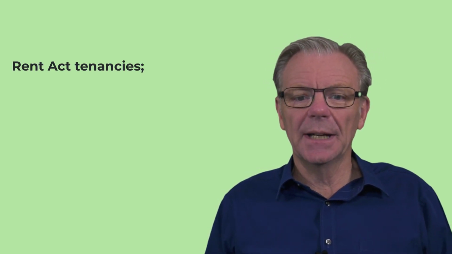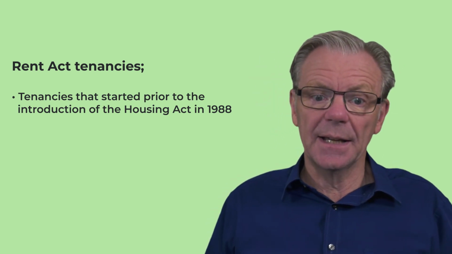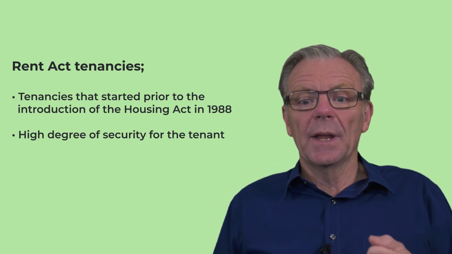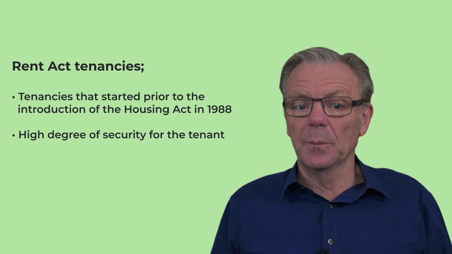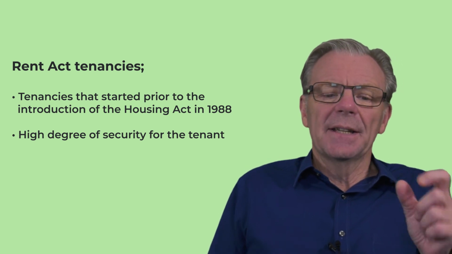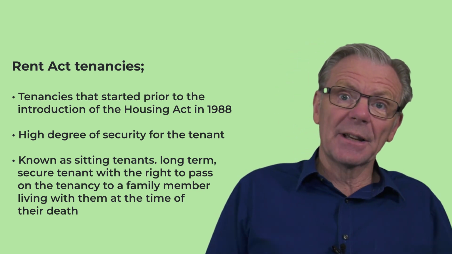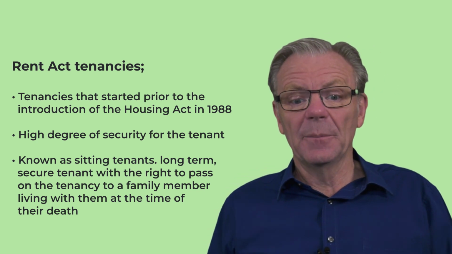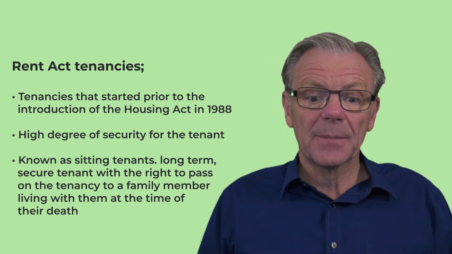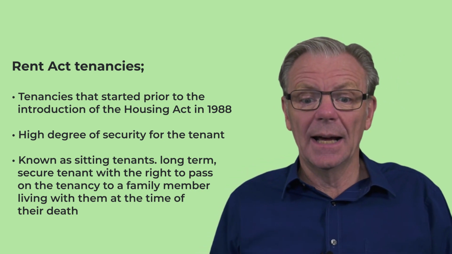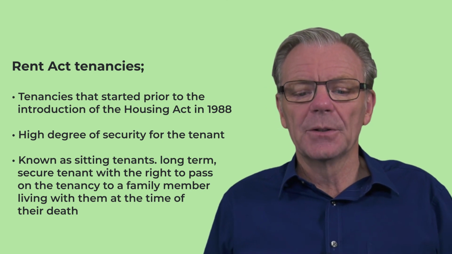This category of tenancy encompasses tenancies that started prior to the introduction of the Housing Act in 1988. These tenancies provide the tenant with a high degree of security of tenure, which means it's very difficult for a landlord to recover possession of the property. These tenants tend to be known as sitting tenants, and they're long-term secure tenants, and the tenants have the right to pass on the tenancy to family members who are living with the original tenant at the time of their death. These are called succession rights, and as such, again, provide a very, very great degree of security for the tenant.